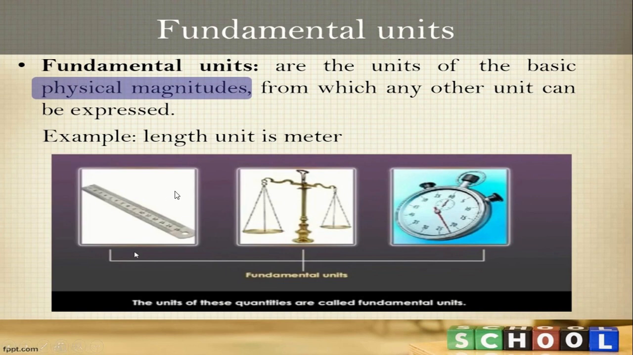So look, here is a picture. Look, by a scale we can measure the length, that is the fundamental quantity, and then this is a simple balance. So by simple balance we can measure the mass of any object, that is also a fundamental quantity, and you know the unit of mass is kg. Here is the clock. By using this we can measure the time, and the unit of time is what? Second.